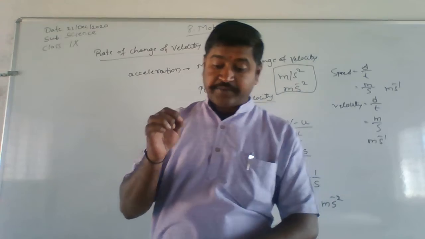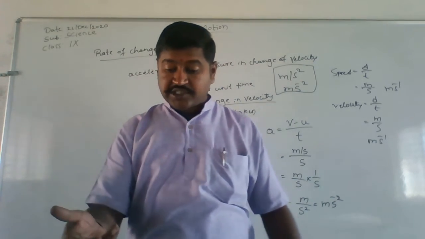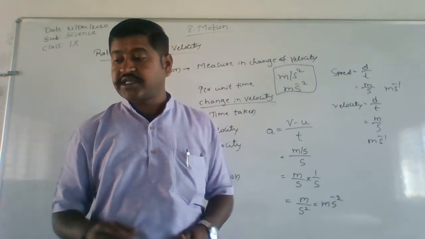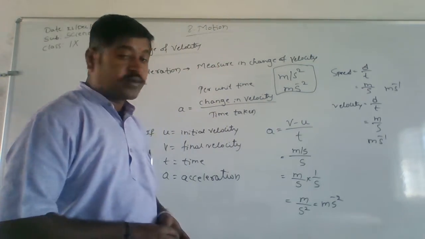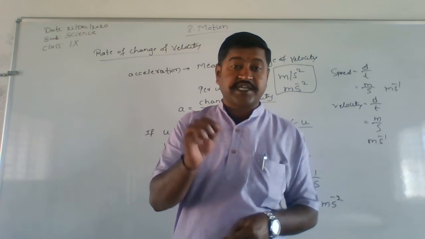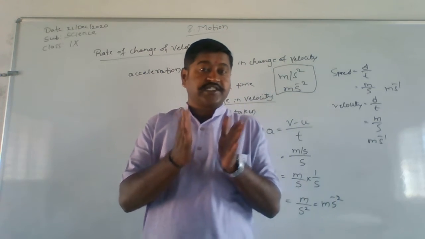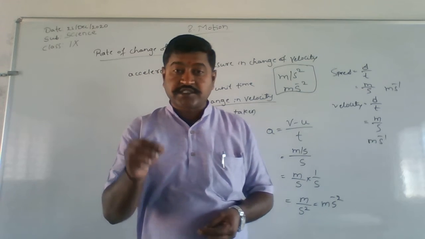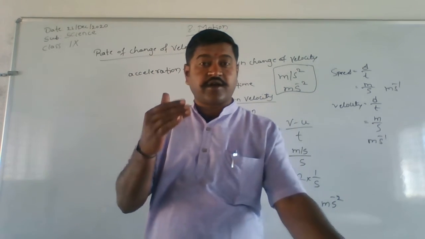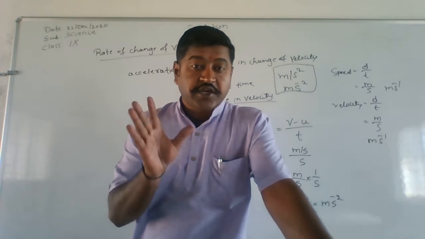Starting from a stationary position, Rahul pedals his bicycle to attain a velocity of 6 meter per second in 30 seconds. We'll see the solution in the next class, but I'll be just guiding you. Starting from a stationary position, so he is starting from rest. So the initial velocity, starting velocity, will be 0.